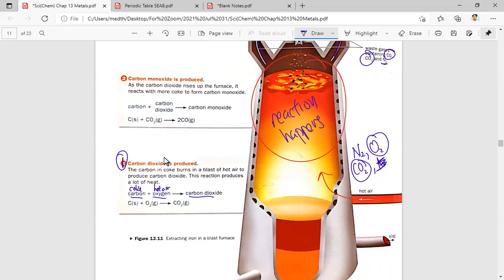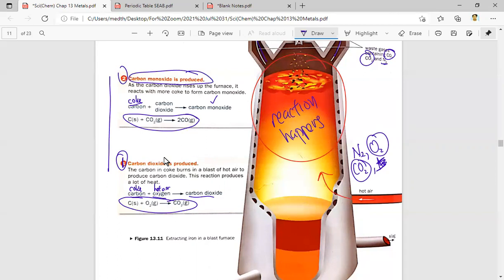Now, the carbon dioxide is not the main thing that's reacting. We actually want carbon monoxide. So how do we get carbon monoxide? First we produce carbon dioxide. Next, this carbon dioxide will react further with the coke. So first I use coke plus hot air to get carbon dioxide. This carbon dioxide will react with more coke and give me carbon monoxide. So these two reactions are important, please take note of them. Steps 1 and 2 go together. The key idea here is to produce carbon monoxide.